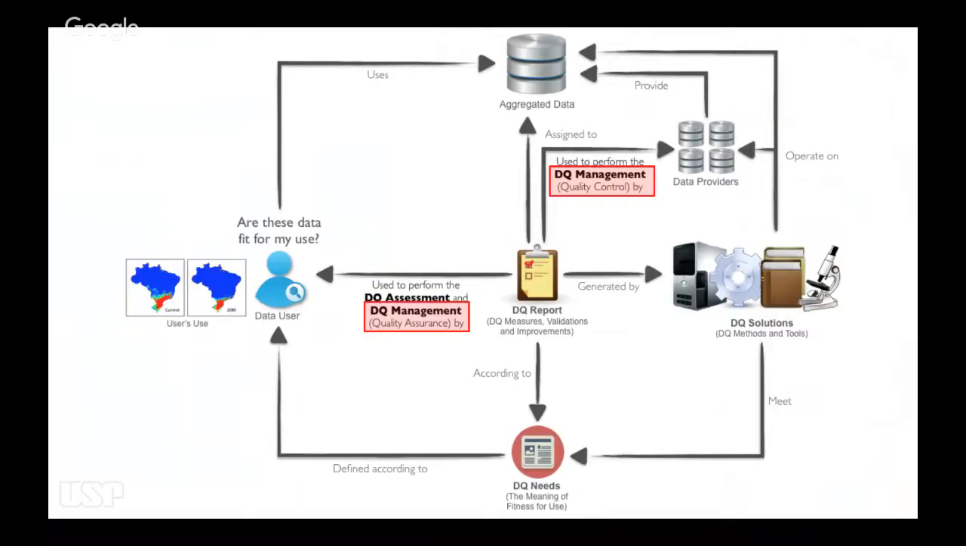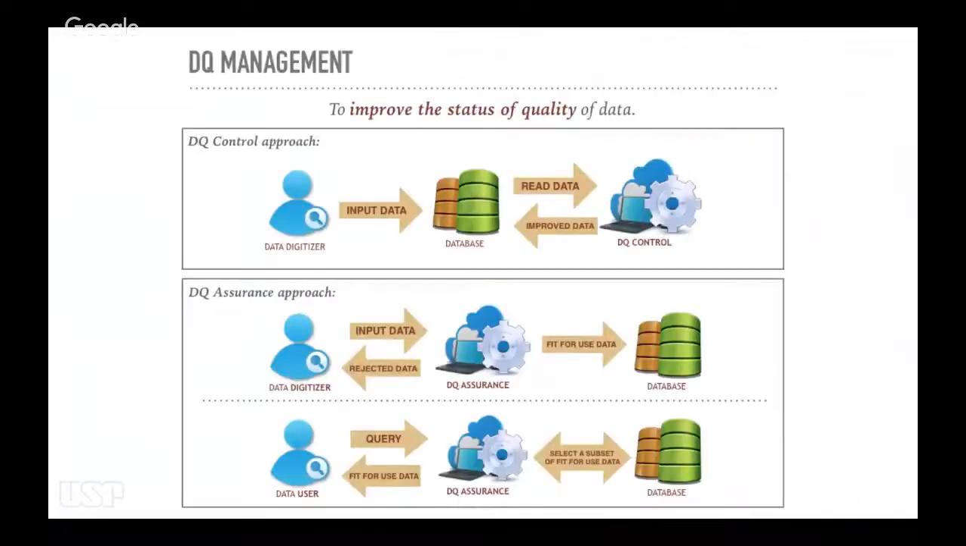But if we don't have quality, what can we do? That is data quality management, the improvement of data quality. So this is basically trying to improve the status of quality of some data. And we can do this using two different approaches. The first one is data quality control.